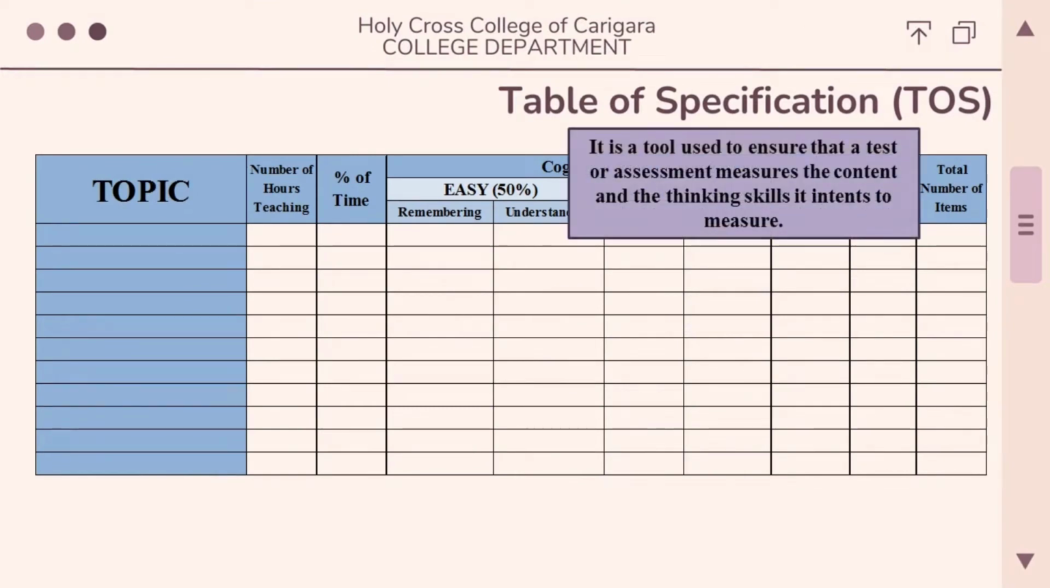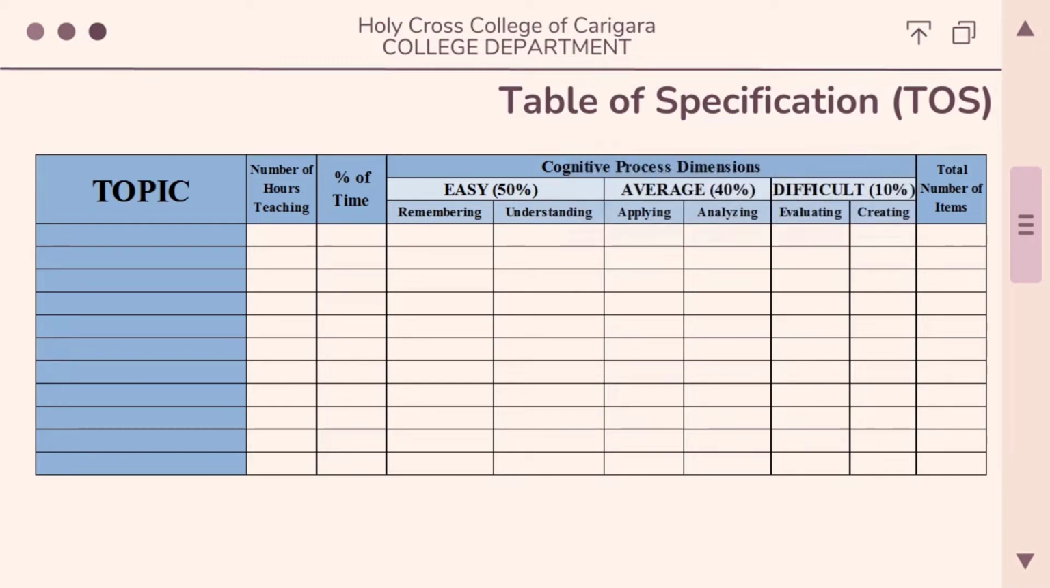A TOS is a tool used to ensure that a test or assessment measures the content and the thinking skills it intends to measure. In other words, before we make a particular test or assessment, we first need to make a TOS. So we would know how many items we are going to make for a specific topic or learning competency that we have. This TOS is very useful and important for the item placement based on the level of cognitive dimensions, which can be seen in Bloom's taxonomy of objectives.